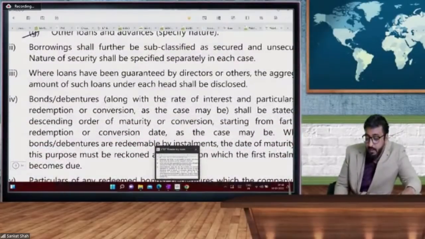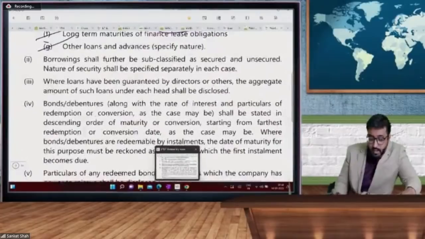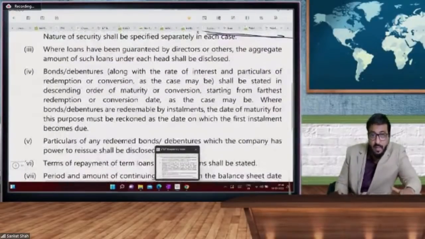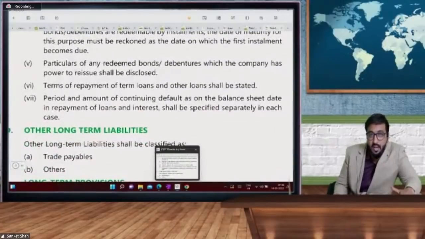Borrowings shall be further classified as secured and unsecured. So secured and unsecured is about borrowings, remember this. Borrowings shall be classified as secured and unsecured. And when loans are guaranteed by the directors, it has to be recorded separately. So directors' loans and bonds and debentures and conversions and so on, you don't need to go into that much detail. So all this has to be reported.